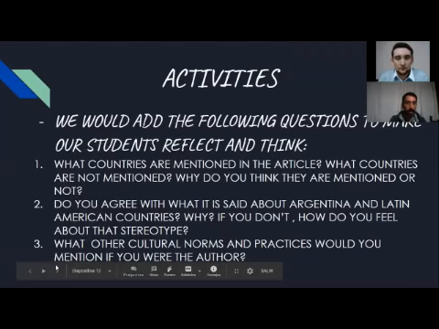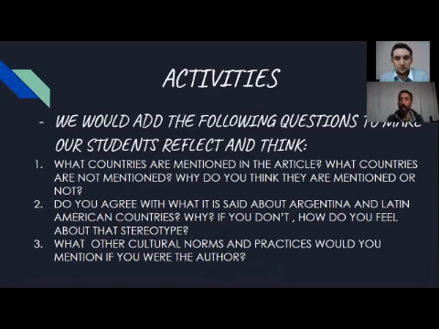After this activity, we would add the following questions to make our students reflect and think. What countries are mentioned in the article? What countries are not mentioned? Why do you think they are mentioned or not? Do you agree with what is said about Argentina and Latin American countries? Why? If you don't, how do you feel about that stereotype? What other cultural norms and practices would you mention if you were the author?